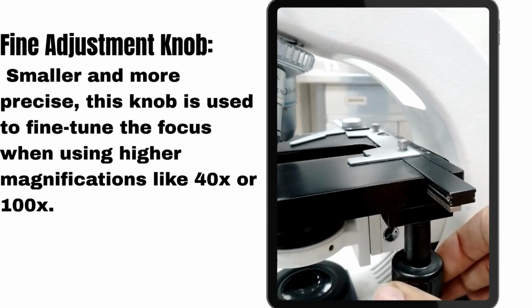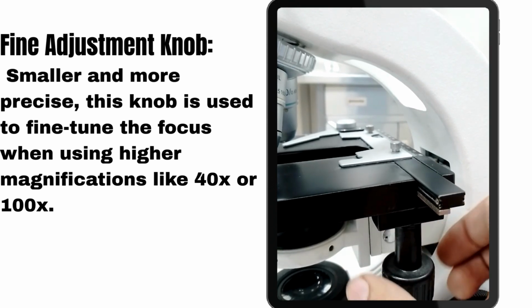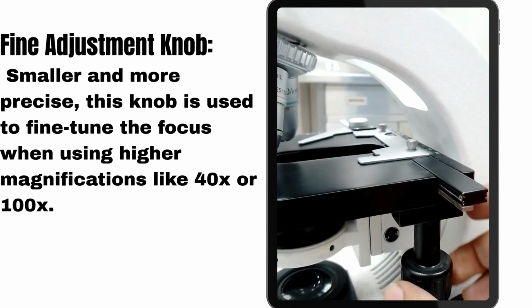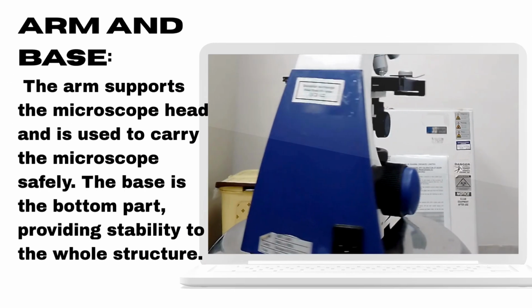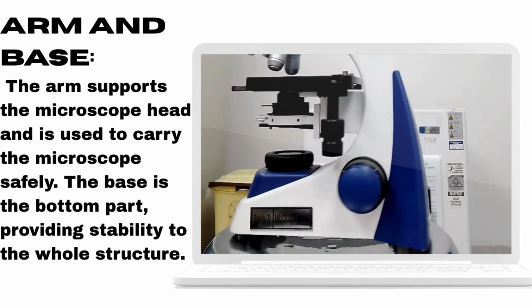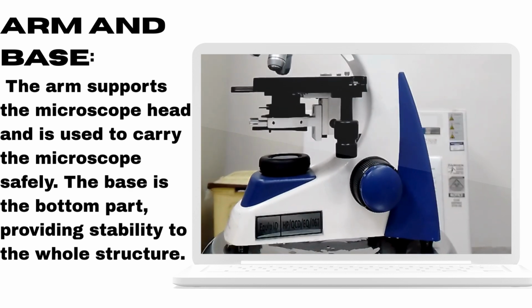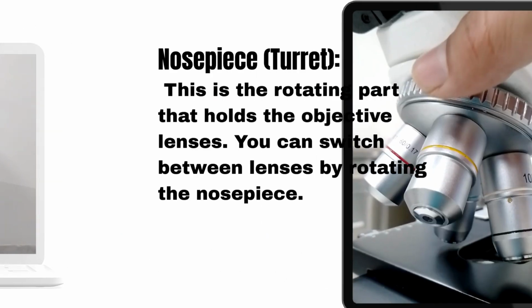Fine adjustment knob. Smaller and more precise. This knob is used to fine-tune the focus when using higher magnifications like 40x or 100x. Arm and base. The arm supports the microscope head and is used to carry the microscope safely. The base is the bottom part, providing stability to the whole structure.